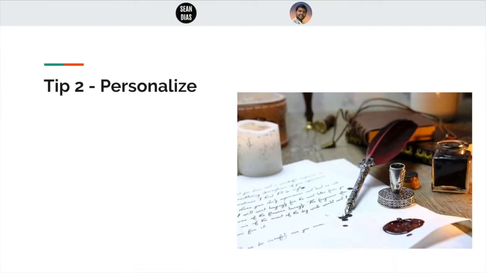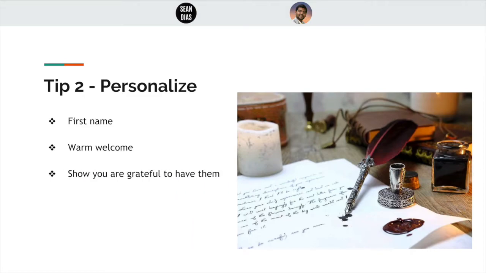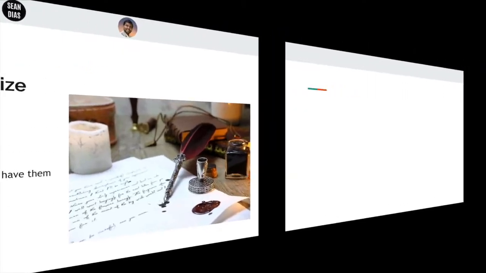Tip number 2 is this. Personalize your email subject. If you have the first name of the customer, use it in the subject line. At the same time, give them a warm welcome in the first email of your email sequence. Also, show that you are grateful to have them in your email list. Give them something of value for free. Your email subject should be benefit driven. That way, it will have higher open rate.